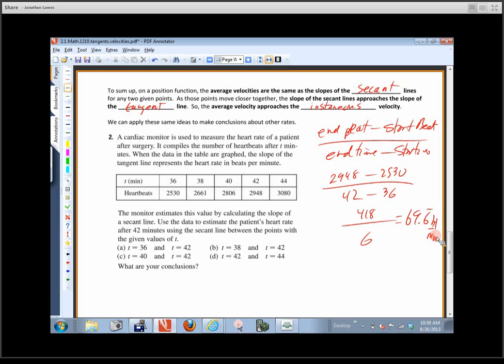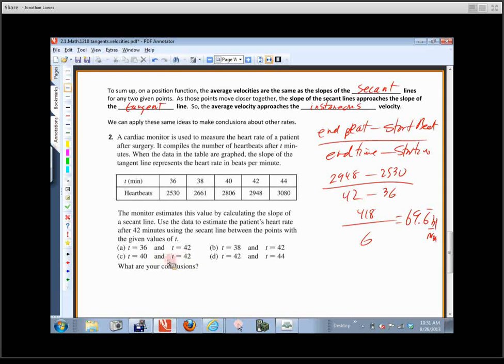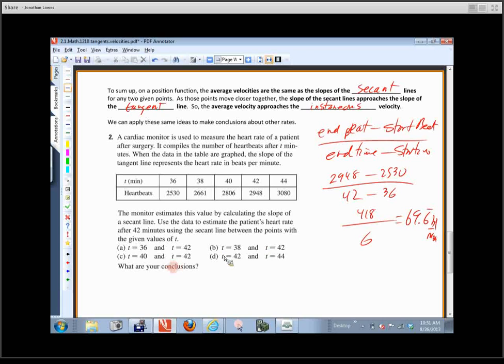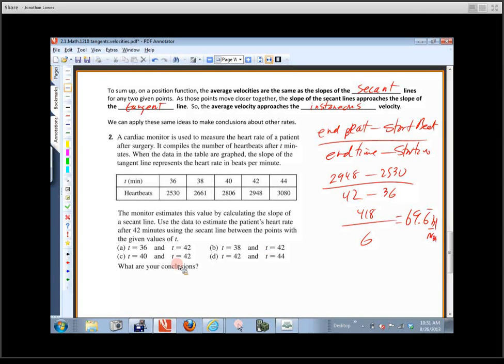Now, is that a dumb thing to do? 6 minutes? You're going to average his heart rate over 6 minutes? Take a look at this. Take a look at C. How many minutes did they average it over here? Only 2 minutes. Is that a better idea? How many minutes did they average it over here? Over 4. Maybe not 6 minutes, 4 minutes, 2 minutes. Do you see what they're doing here? Coming up with an estimate.